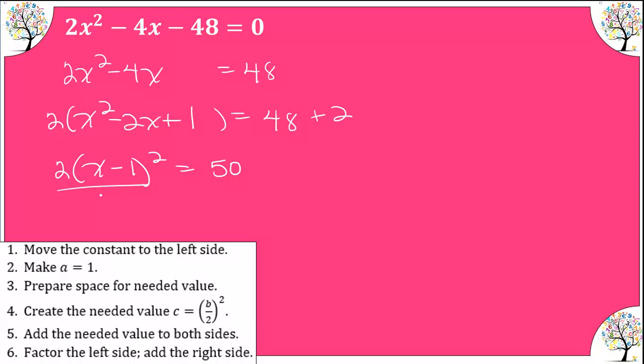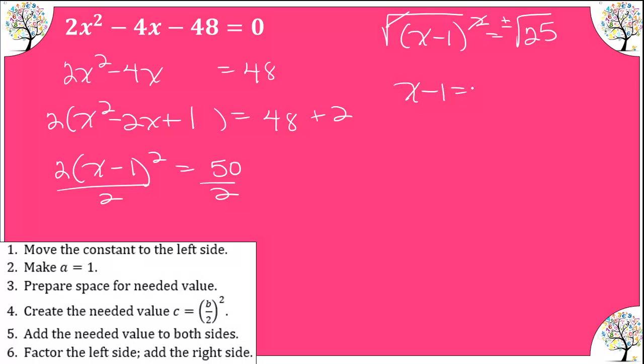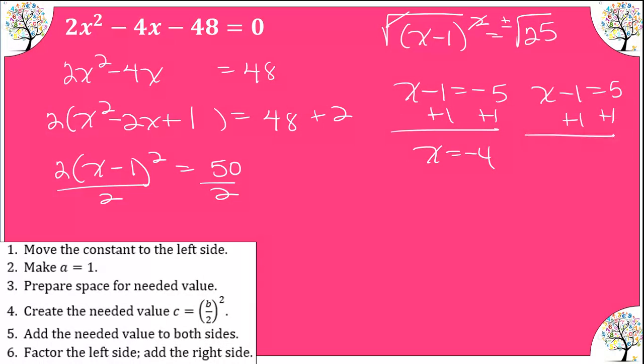We need to factor our perfect square trinomial. And now we need to solve. Take the square root of both sides. And we have x minus 1 equals negative 5, and x minus 1 equals positive 5. We're going to add 1. One root is negative 4. Our other x-intercept is 6.